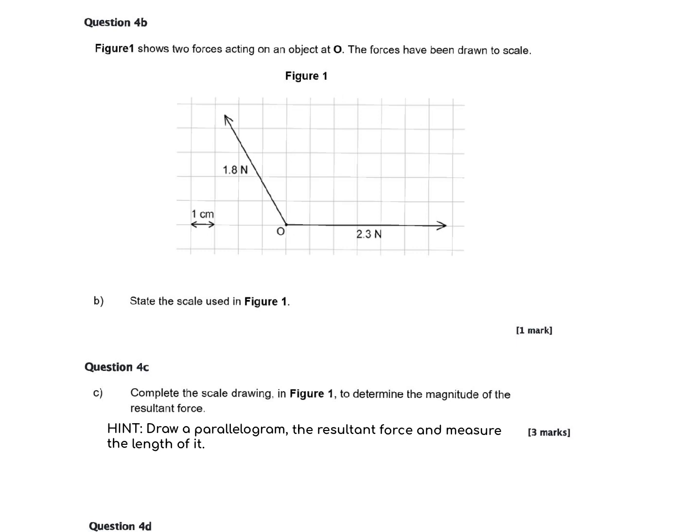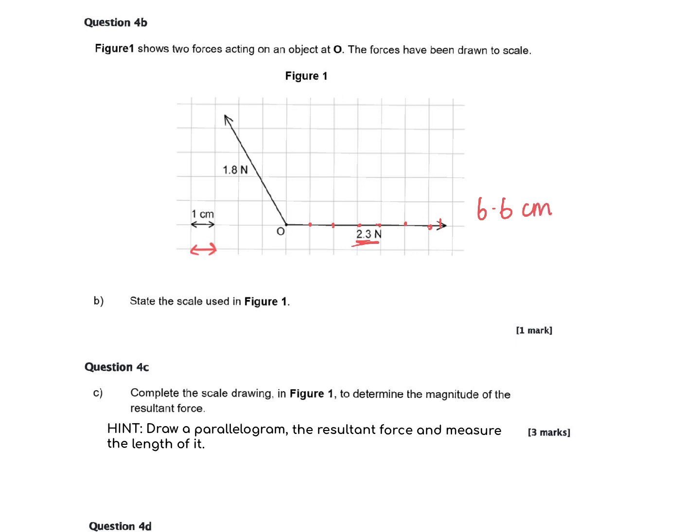I don't know if this is going to print out to size, but each one of these should be 1 centimetre. So we're going to use the 2.3 newton force here and measure how long it is. You can either use a ruler if it's printed out correctly, or if not, we can just count the squares. 1, 2, 3, 4, 5, 6. I'd say it's just over half there, so let's say it's 6.6 squares or 6.6 centimetres.